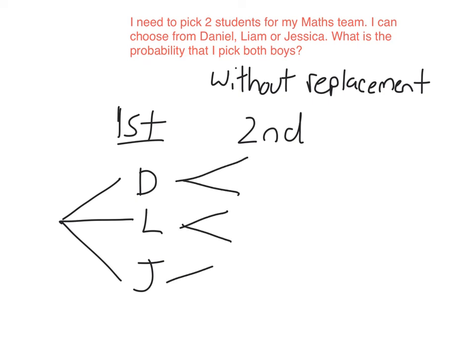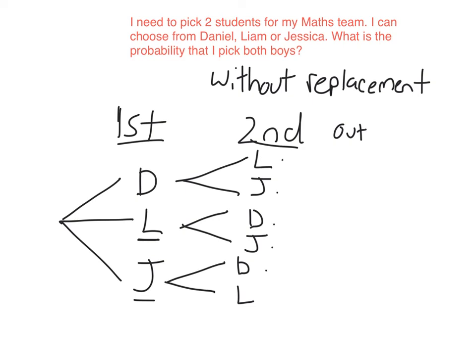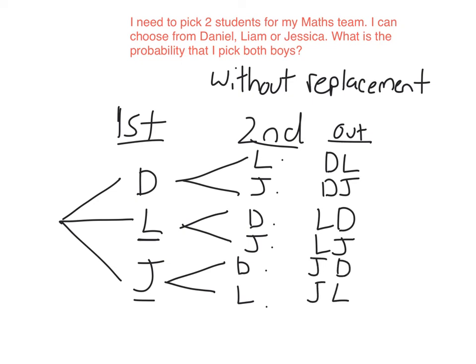So then, for the second go, if I've already picked Daniel, only Liam and Jessica are left. If I've already picked Liam, only Daniel and Jessica are left. And if I picked Jessica already, then only Daniel and Liam are left. So I'm still going to write the outcomes here. So we should be able to see that there are 1, 2, 3, 4, 5, 6 outcomes. So the first outcome is Daniel, then Liam, or I can pick Daniel, then Jessica, Liam, then Daniel, Liam, then Jessica, Jessica, then Daniel, Jessica, then Liam. They are the 6 outcomes.